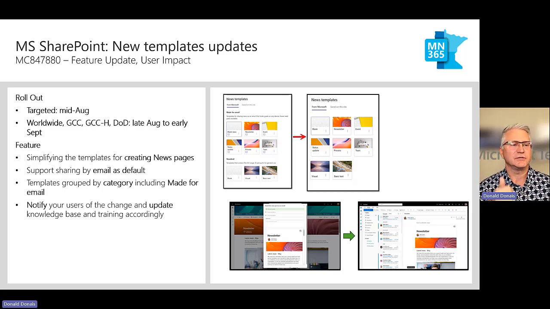Specifically, what you're going to see is around news pages, the ability to very easily see which ones are mail enabled by default. So clicking on that option, getting it all set up, and then being able to send it out as an email, that type of category. But there are other categories in there. That one's the one we're really focused on for this particular update. So just make sure you're noticing and letting your users know about this major change happening on the SharePoint news pages side of things.